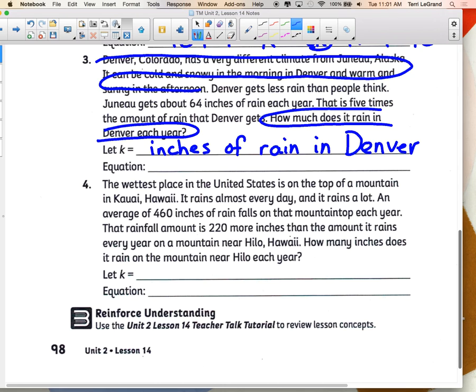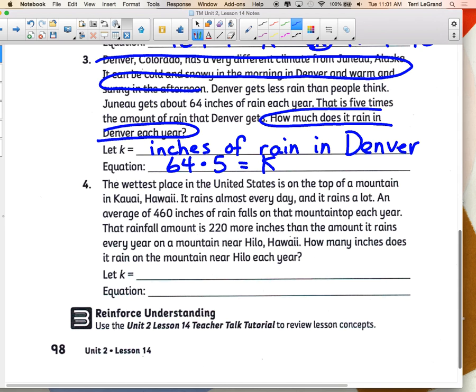What do you think? Charlie, do you have one for me? 64 times 5. Okay, let's analyze Tyler's equation here. 64 times 5. Anybody happen to know what that is? 320. That means Denver gets 320 inches of rain according to Tyler's equation.